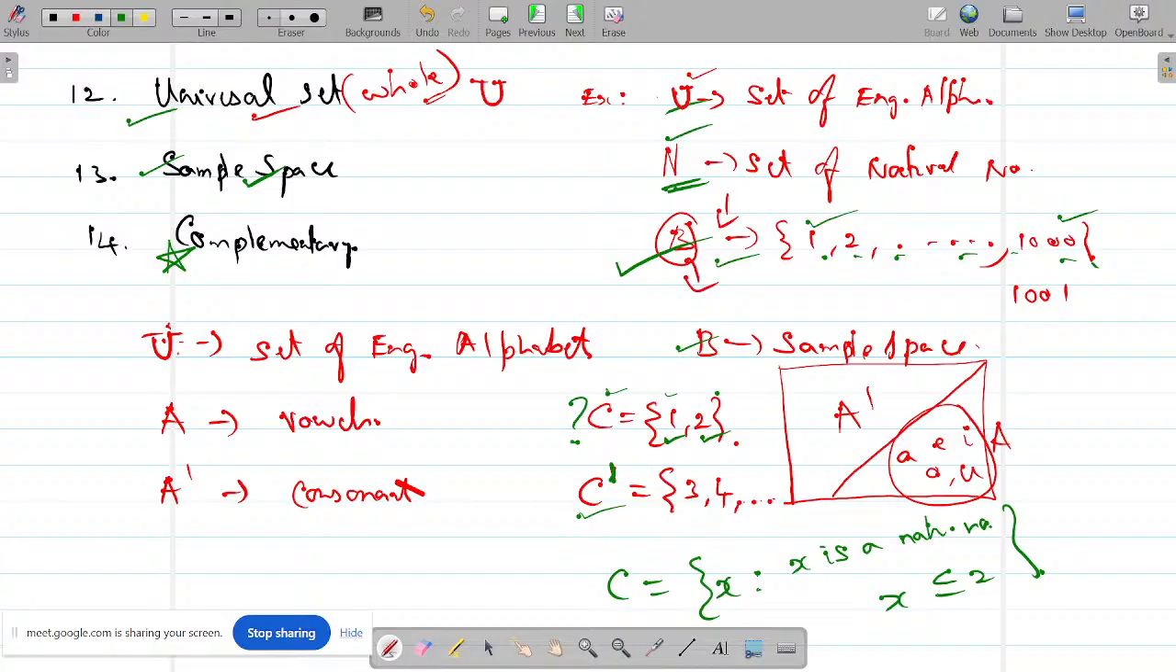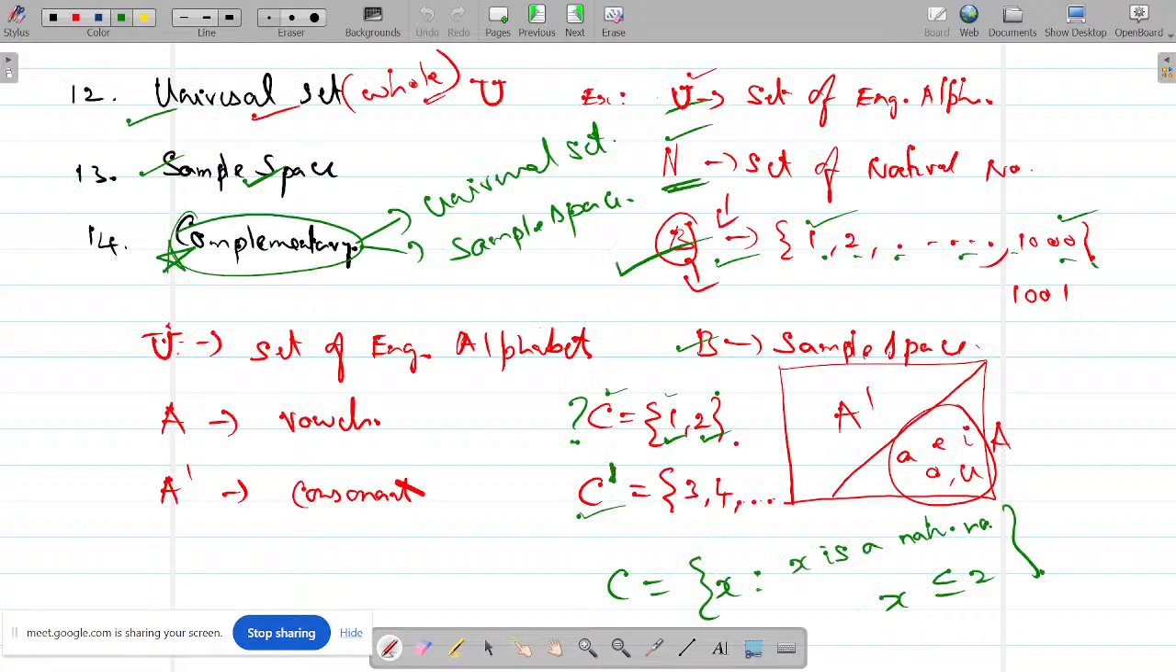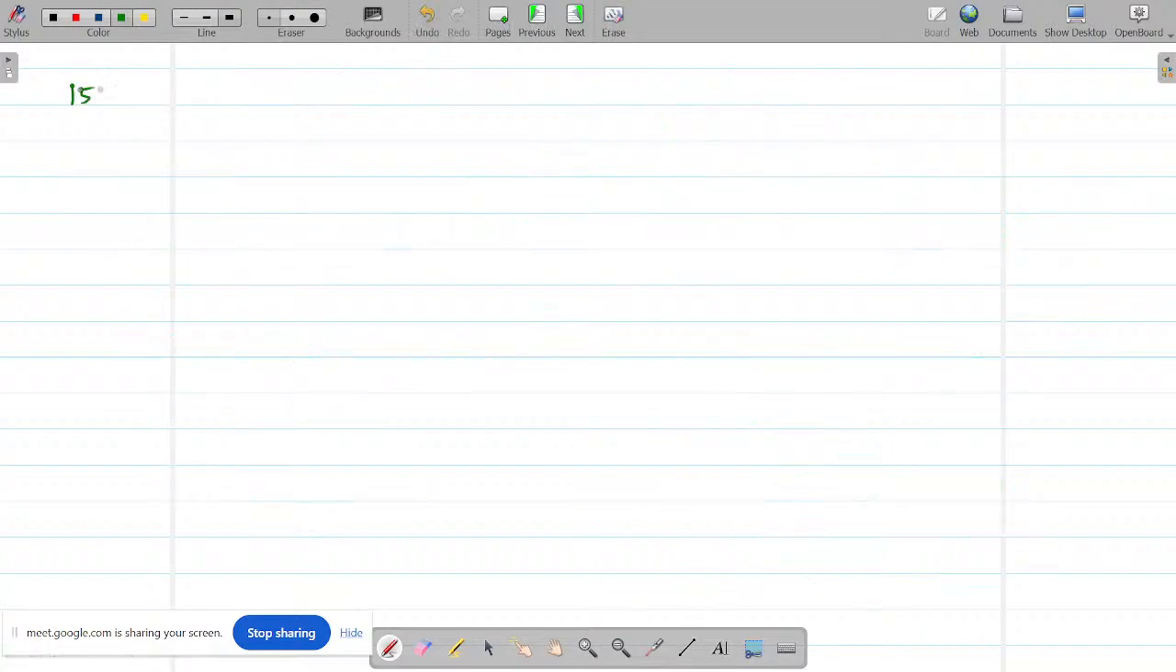So we have universal set, sample space, and complementary set. When you talk about the complementary, you can take the complement from the universal set. Only if the universal set is not given do you go for the sample space. It's very, very important. Only if the universal set is not given will you talk about the complementary sets from the sample space. Please make a note of 12, 13, and 14. The 15th one: disjoint sets. What do you mean by disjoint? No common elements.